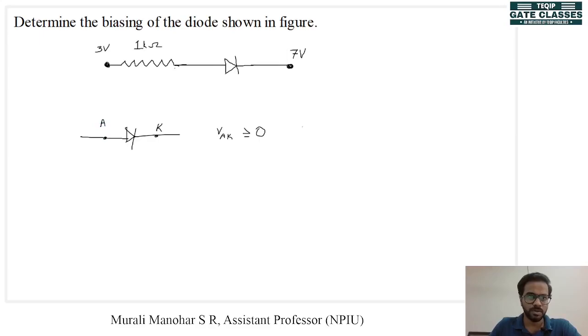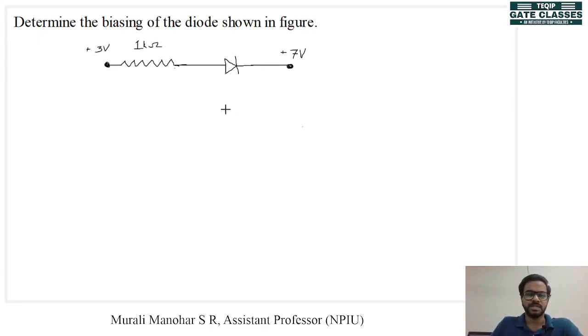So let's do this problem and see what we can infer from it. In this problem, it is asked to determine the biasing of the diode shown in the figure. I will explain one method in this problem, and in the next problem I will explain another method, and then you can decide which suits you better. We have a diode and a resistor, and the two ends of this circuit are connected to two voltage levels: one is plus 3 volt and the other is plus 7 volt.